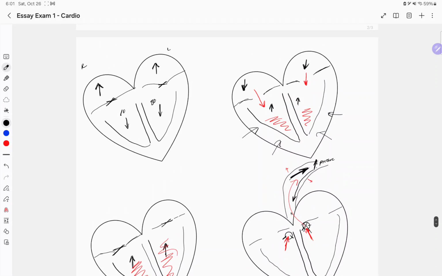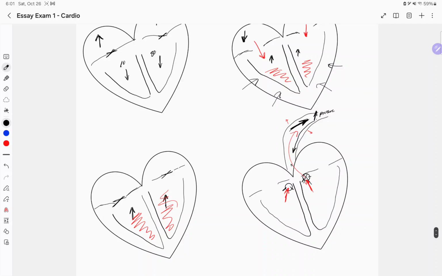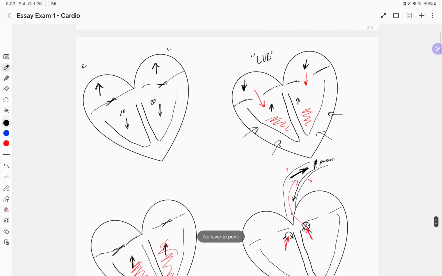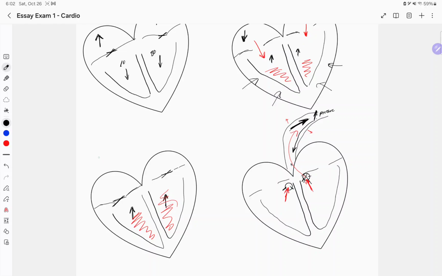One thing else that I'll mention is that the bicuspid and tricuspid valves closing is our lub sound, and when the semilunar valves close, that's our dub sound of the heart.